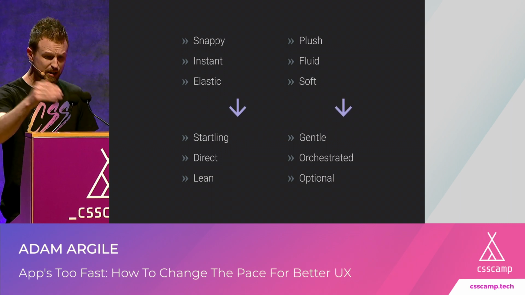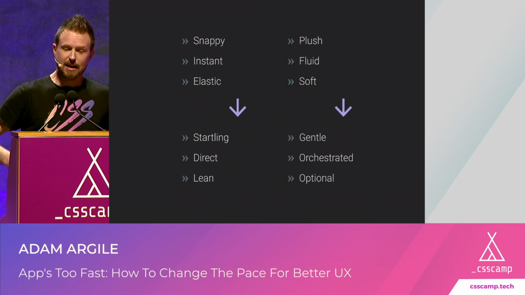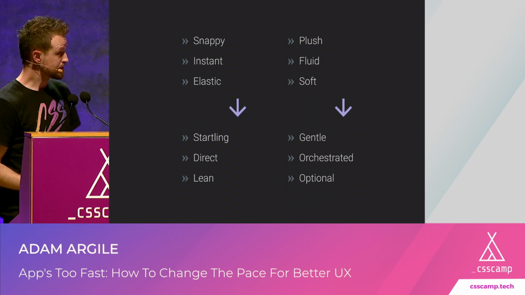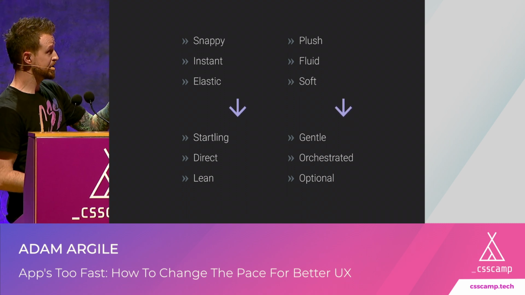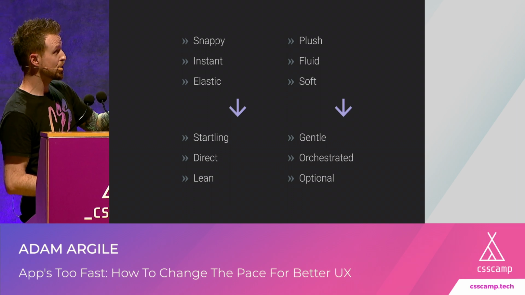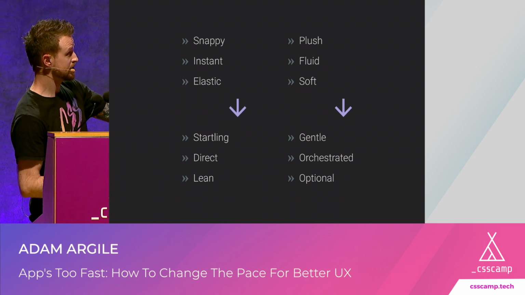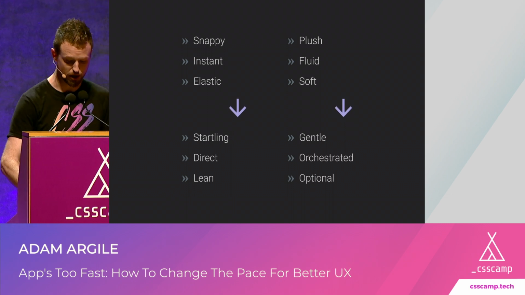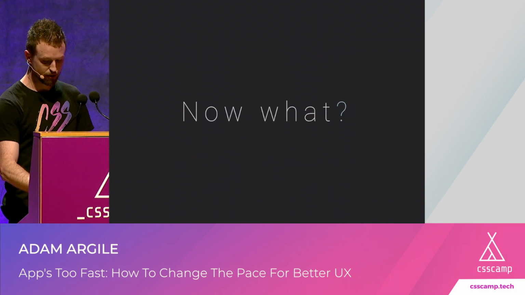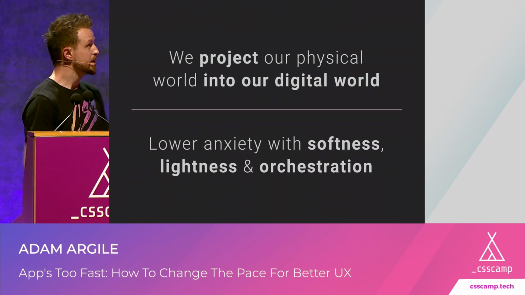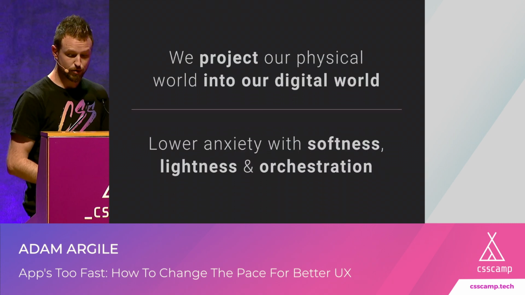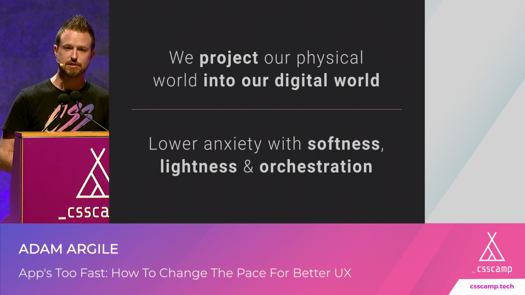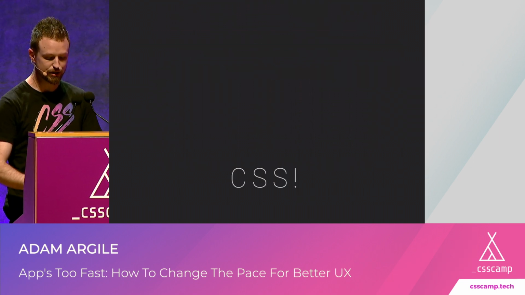But plush, fluid, and soft, I feel like those are gentle, orchestrated, and optional. And so orchestration is something that I feel helps you achieve gentle. And then optional is something I'm going to pitch in that animations should almost always be optional. So, okay, where do we go from here? We already know that we project our physical world into our digital world, and we want to lower anxiety with softness, lightness, and orchestration. How do we do that?